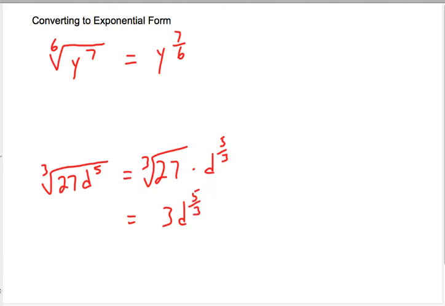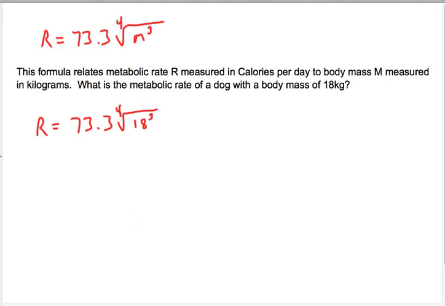All right, I think I have one more example for you. So here's a real application for square roots and whatnot. This formula r equals 73.3 times the fourth root of m to the third relates metabolic rate, which is r, measured in calories per day, to body mass, which is the m, measured in kilograms. So what is the metabolic rate of a dog with a body mass of 18 kilograms? So what I've done is I've just replaced the m with the 18, right? So I put that right there. And now we just need to do the calculation.